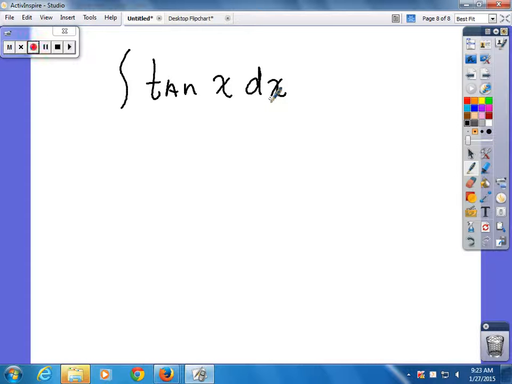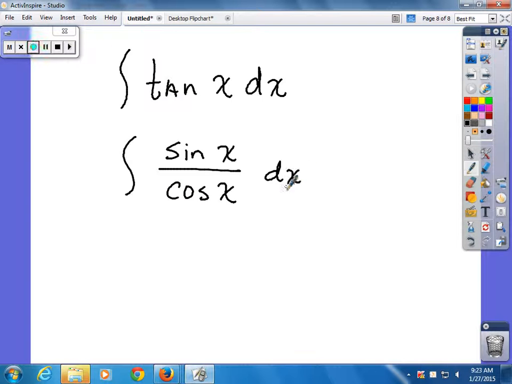Now, from your trig days, how can you rewrite tangent? Sine over cosine. That's what I would do first. Antiderivative, sine of x over cosine of x dx. That's the first thing I would do. Of course, you could use your rules and say the antiderivative of tangent of x is, but they're not asking you to do that. They want you to do it by hand. They want you to derive it.